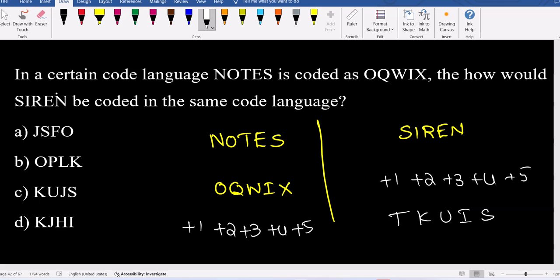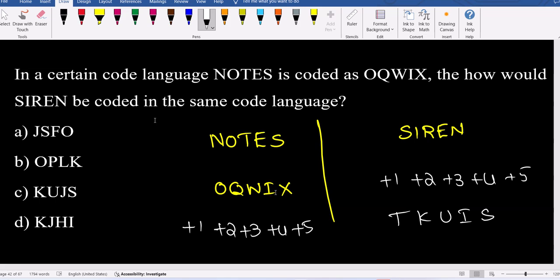How would siren be coded in that language? It's correct only if you do the minus of this. N plus 1 is O. O plus 2 is Q. T plus 3 is W. E plus 4. Yeah, this is 5 and 9, 19 and 24. It's perfect. Then how would siren be coded in the same code language?